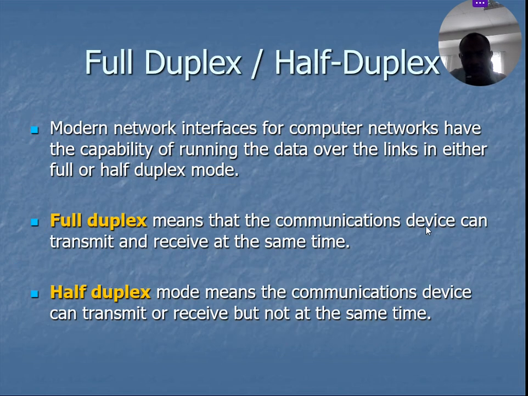Now let's talk about the mode of transmission and reception of data in a link.